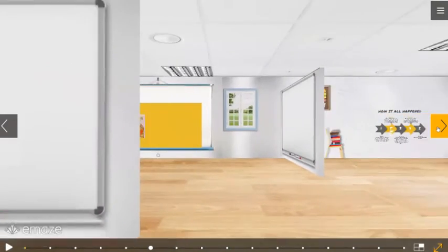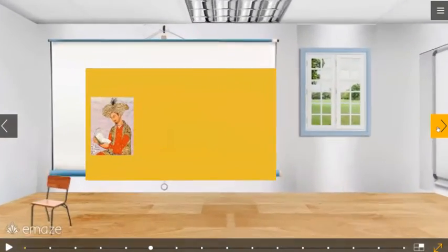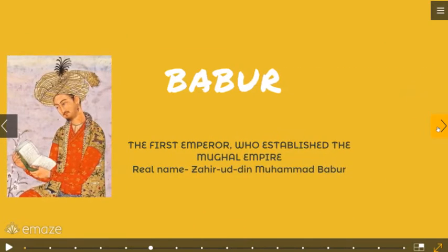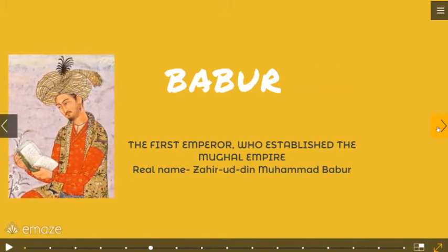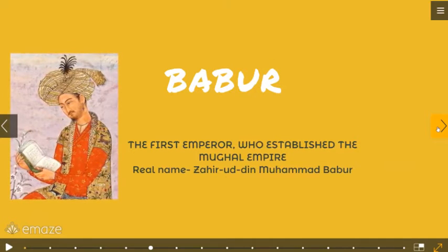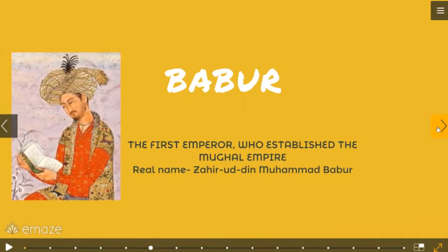Now we will look into the first Mughal emperor in this video, and he was Babur. Babur was the first Mughal emperor who established the Mughal Empire, and his real name, as you can see on the slide, was Zahiruddin Muhammad Babur. Let's repeat: Zahiruddin Muhammad Babur. And to which category did he belong? He belonged to the early Mughals.